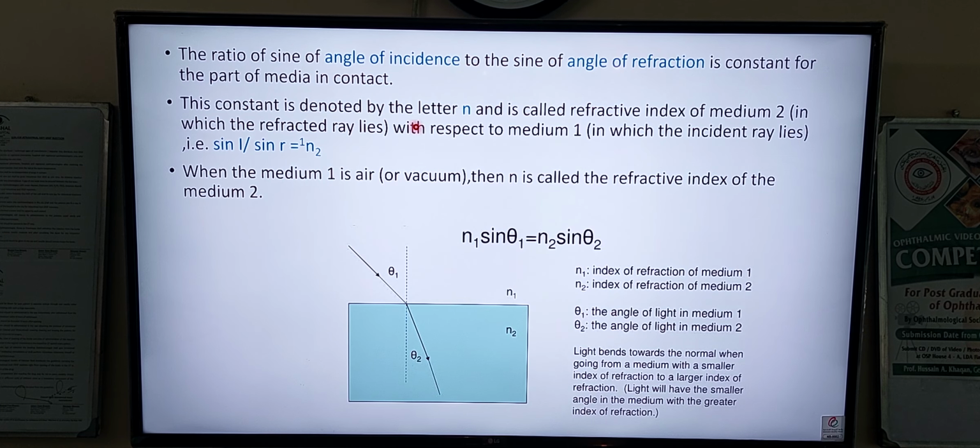The constant is denoted by the letter n and is called the refractive index of medium 2, in which the refracted ray lies, with respect to medium 1 in which the incident ray lies. ठीक है, so n1 sine of angle of incidence is equal to n2 sine of angle of refraction. n1 क्या है? इंडेक्स ऑफ रिफ्रैक्शन ऑफ मीडियम 1 है, n2 इज इंडेक्स ऑफ रिफ्रैक्शन ऑफ मीडियम 2, और एंगल 1, एंगल 2 इंसिडेंस एंगल एंड रिफ्रैक्शन एंगल.